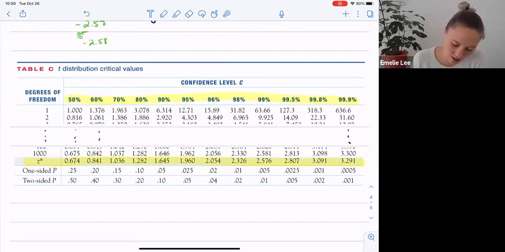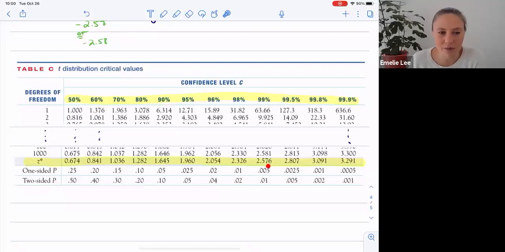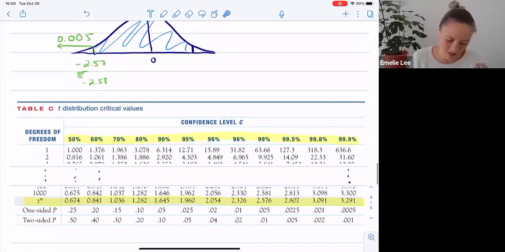If I want a 99% confidence level, then my Z star is 2.576. You can see that is somewhere between negative 2.57 and negative 2.58, but we just get a little bit more precision, with the slope of the curve. We know it's not going to be smack in the middle, but it's pretty close, 2.576.